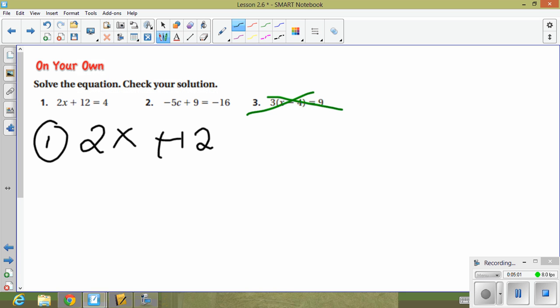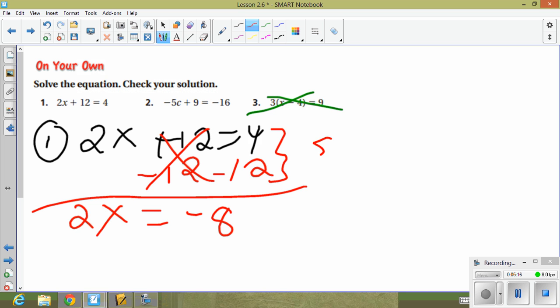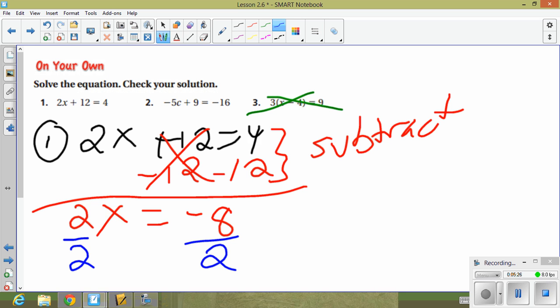2x plus 12 equals 4. So the first step I want to take is subtract 12 from both sides. So 2x, these cancel, equals negative 8. Signs are different. We're going to subtract here. Okay, our next step is to undo this multiplication by dividing both sides by 2. So x equals negative 4.